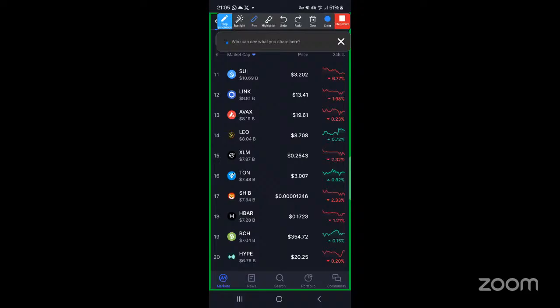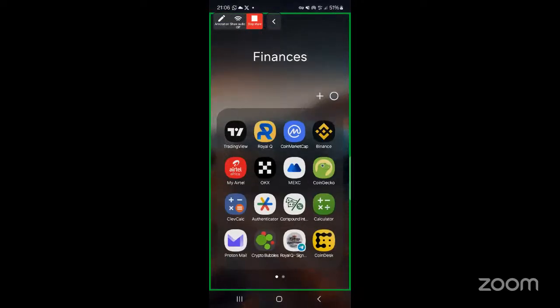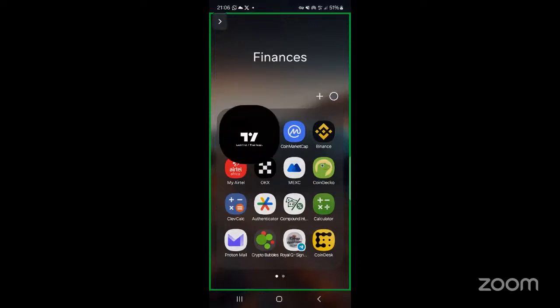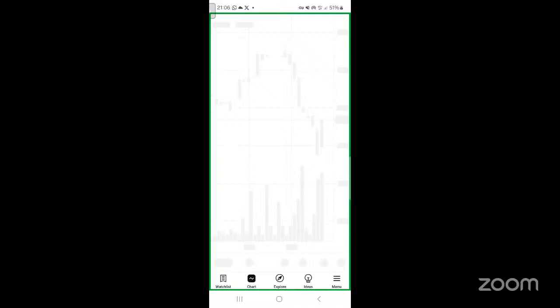Okay. I'm going to trade HBAR. Let me check HBAR on coin market cap. What is the state of HBAR right now? I mean, TradingView. When I come here on TradingView, I want to trade HBAR.